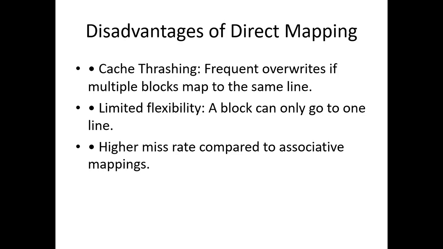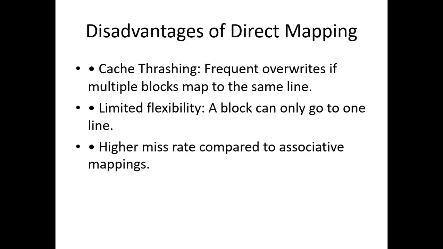Now, the simplicity also introduces some drawbacks, which is cache thrashing. So what is cache thrashing? Cache thrashing is a performance problem that occurs when multiple memory blocks repeatedly overwrite each other in the same cache line. In direct mapping, this happens when two or more memory blocks map to the same cache index. Since each cache line can hold only one block, accessing these blocks in quick succession causes continuous replacement, resulting in a high miss rate.